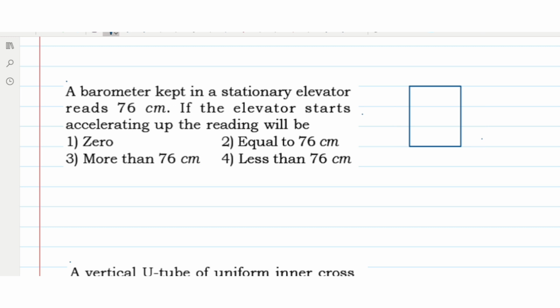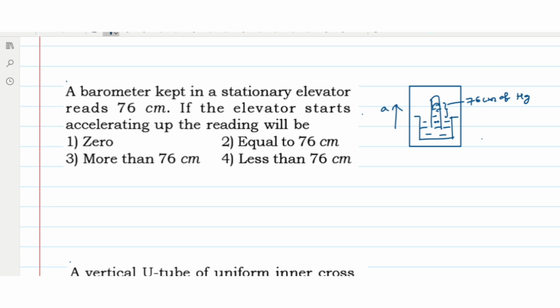Here you can take the barometer you are keeping. This is the mercury you can assume, and this is the barometer you are keeping like this. Now the level of the mercury is going to increase like this. Initially, when it is stationary, it is showing 76 centimeter of Hg when it is at rest. Now the elevator is going to be accelerating up with an acceleration g.